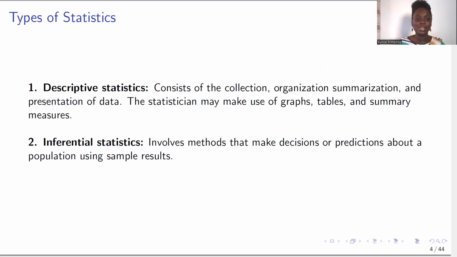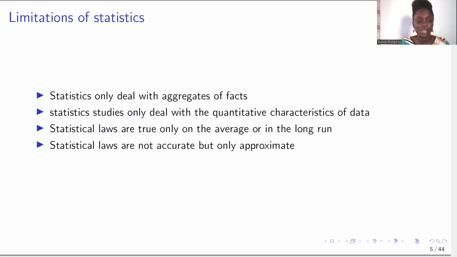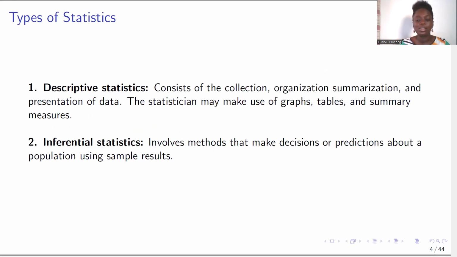Now we want to look at the types of statistics. So under statistics, we have 2 general types. The first is descriptive statistics, and the next is inferential statistics, all right? So as we progress, we'll come to fully appreciate and understand what this is.